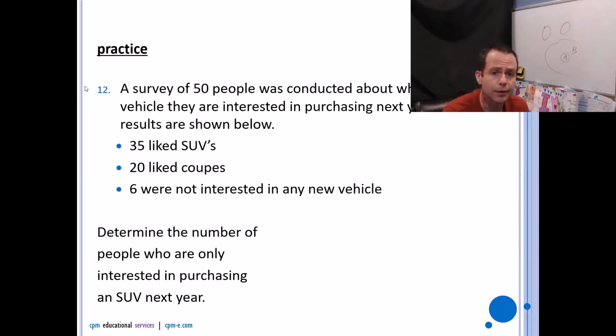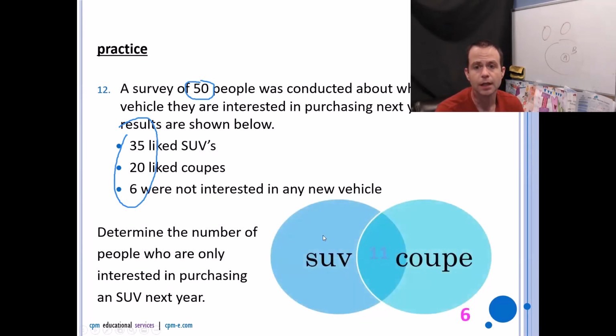I know that altogether, I should only add up to 50. But if I add these numbers up, what do I get here? That's 55, 61, right? So that tells me there is 11 in my overlap. Okay, 11 in my overlap, 6 aren't interested in a new vehicle, so I've got that taken care of. Now, my SUVs have to add up to 35. I already have 11 taken care of, so I have to go 35 minus 11 to put that number here. And I know 20 liked coupes, I already have 11 of that taken care of, so I'd have to go 20 minus 11. That's where the 24 and the 9 are coming from, okay?